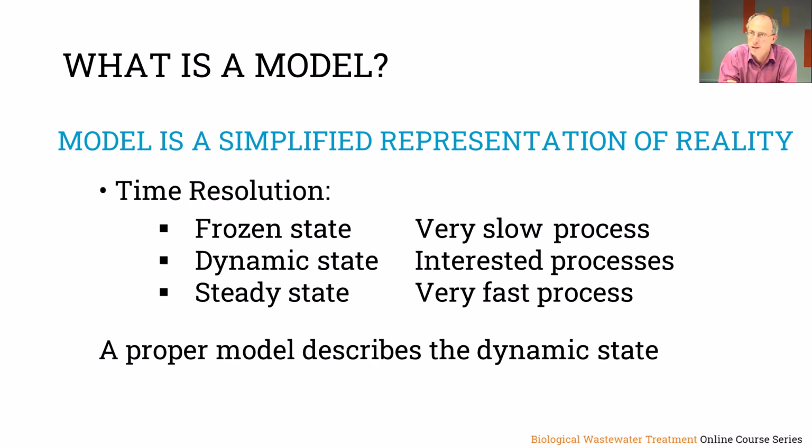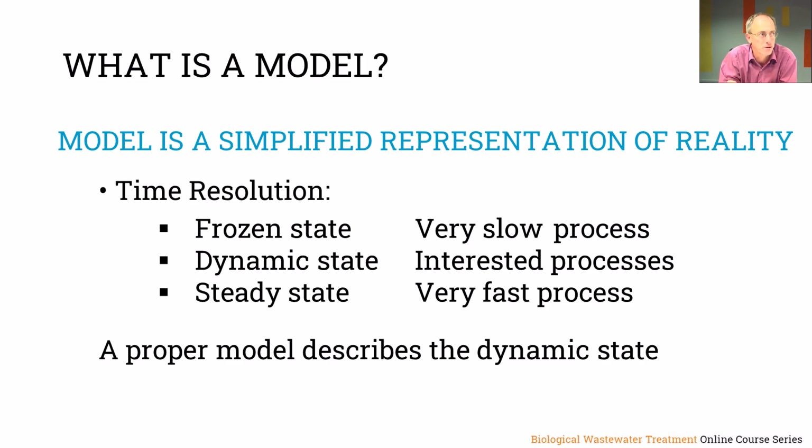And in order to do so, there are two aspects which are very relevant in modeling. One is the aspect of time, and the other one is the aspect of scale. If you look at time, then the important part is that we can separate processes in 3 groups. We can have processes which are in a so-called frozen state, we can have processes in dynamic state, and we can have processes in steady state or equilibrium. The models usually orient to describe the dynamic state, so the state where variation occurs as a function of time.